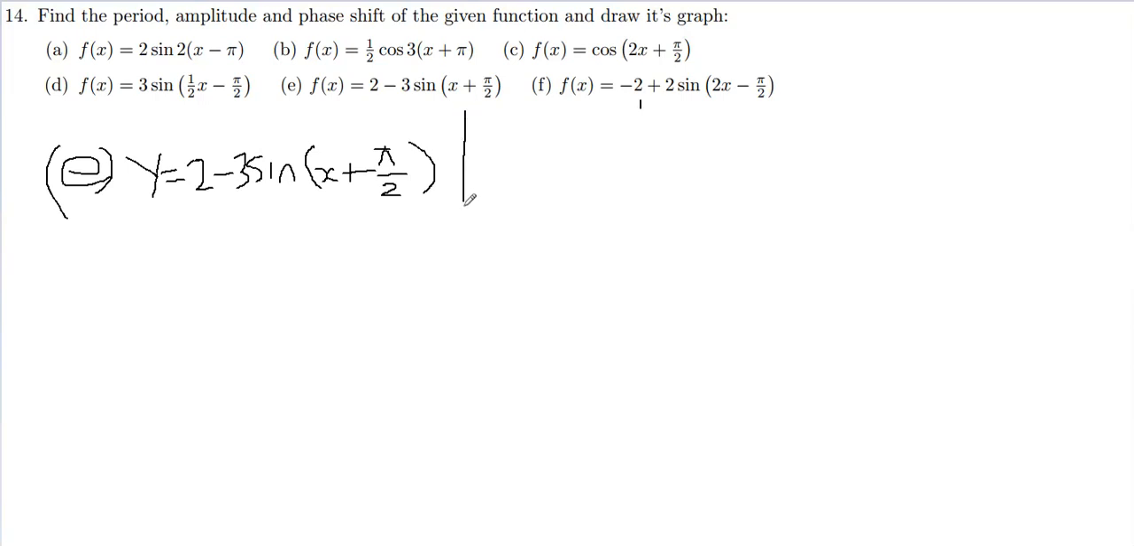So first and foremost, we first write the amplitude. The amplitude is just the coefficient of the trig ratio, which is 3. So our amplitude is going to be 3. Secondly, we find the period. So the period, as I earlier said, is just 2 pi over the coefficient of x, which here is 1, which gives us the same 2 pi.